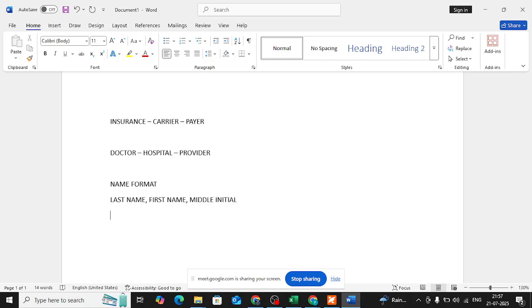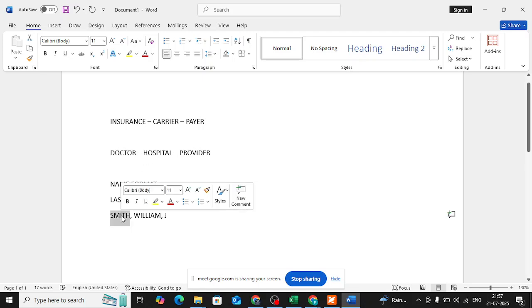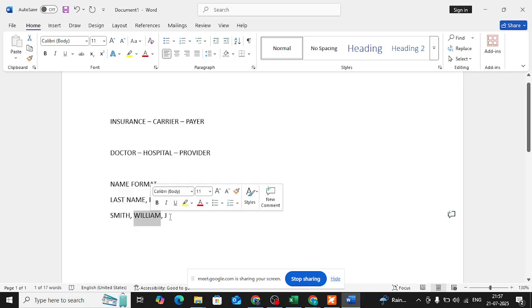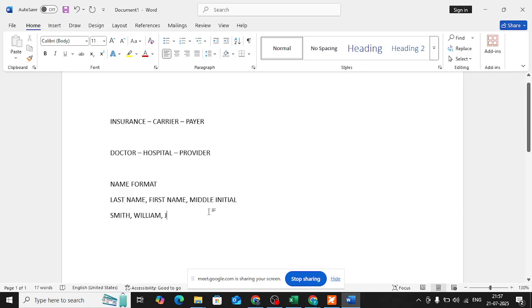That means if I'm writing Smith, William J., here Smith is the last name, William is the first name, and J is the middle initial. So how it looks on the claim form or the ID card, we have to say it like that only.